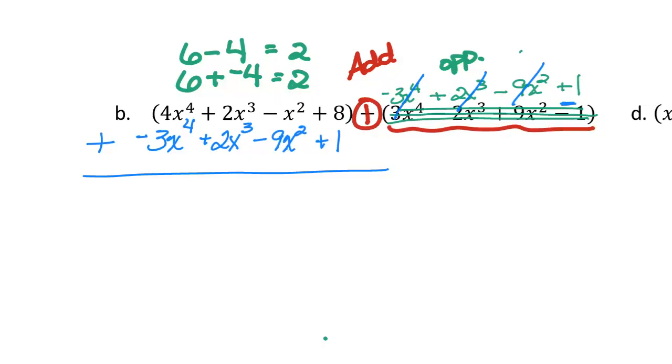So now that I have these stacked up, do I do anything with the variables that are stacked? No. All you do is look at the coefficients. So what is 4 plus negative 3? 1, x to the 4th. What is 2 plus 2? 4, x to the 3rd. What is negative 1 plus negative 9? Negative 10, x squared. And what is 8 plus 1? 9. And there is your answer.